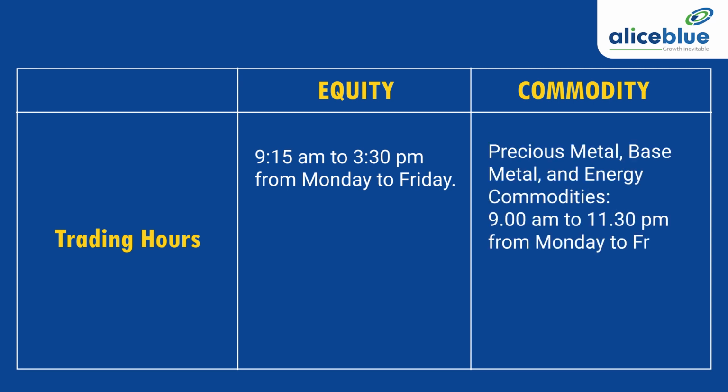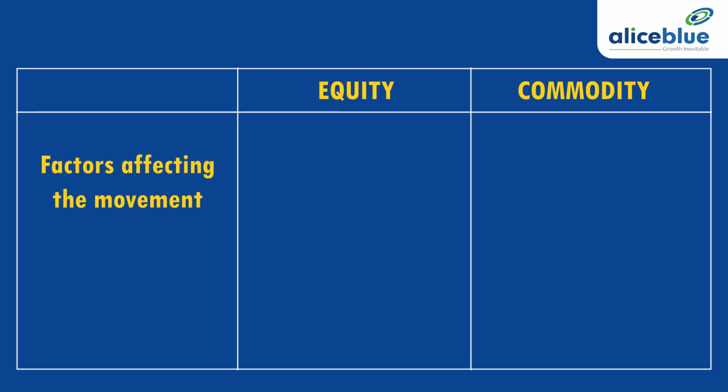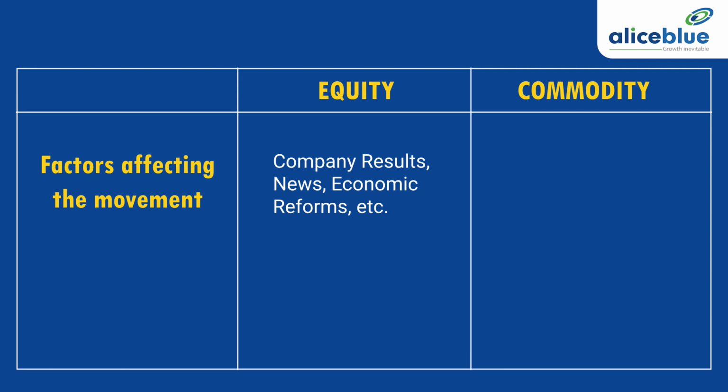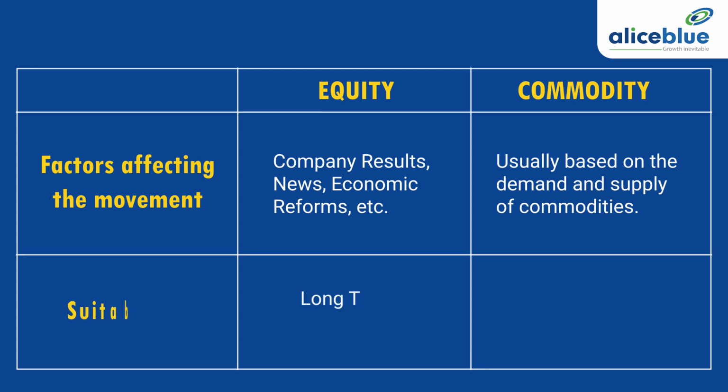In commodities for precious metal, base metal and energy commodities, it is 9 a.m. to 11:30 p.m. from Monday to Friday. For agri-commodities, it is 10 a.m. to 5 p.m. from Monday to Friday. The factors affecting the movement for equities are company results, news, economic reforms, etc. For commodities, it is usually based on the demand and supply of the commodities. Equities are suitable for both long-term and short-term, whereas commodities are suitable for short-term.